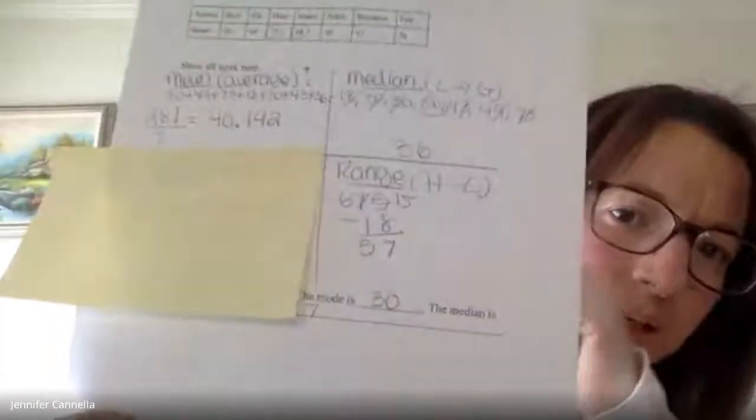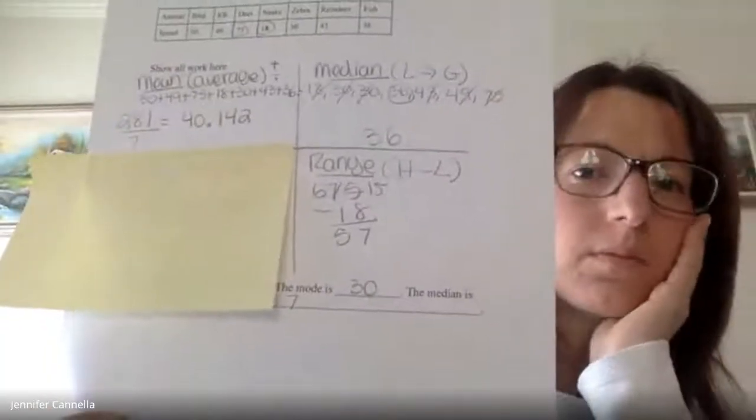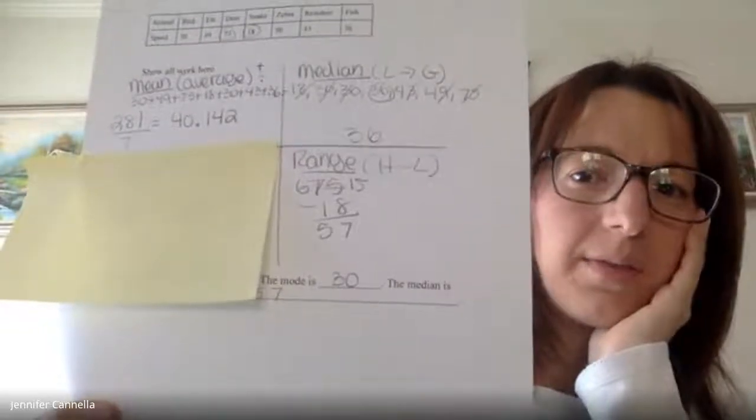It's 57. Yes, good job. I'm just going to hold it up as you write it. So 57 is the range. And last but not least, we have the mode.